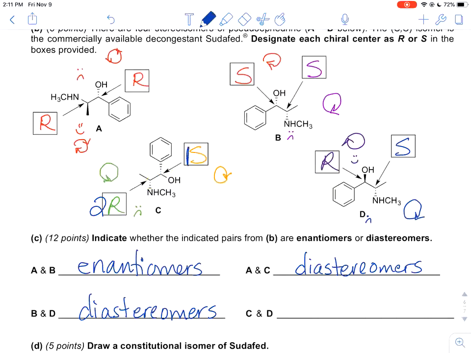So if you do that over here, the chiral center that's next to the oxygen is 1, and the chiral center that's next to the nitrogen is 2. You'll see that they are different compounds. 1S2R versus 1R2S means all the chiral centers changed, both of them. These are non-superimposable mirror images or enantiomers.